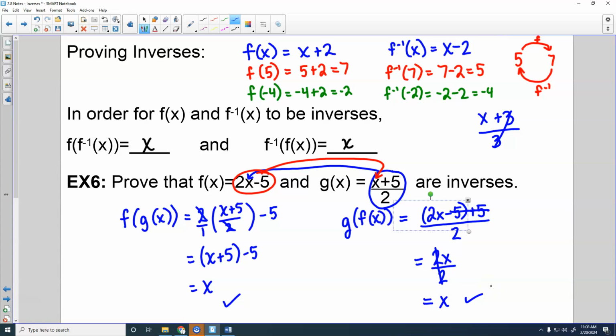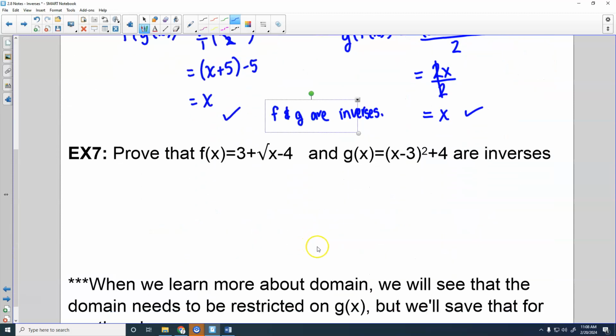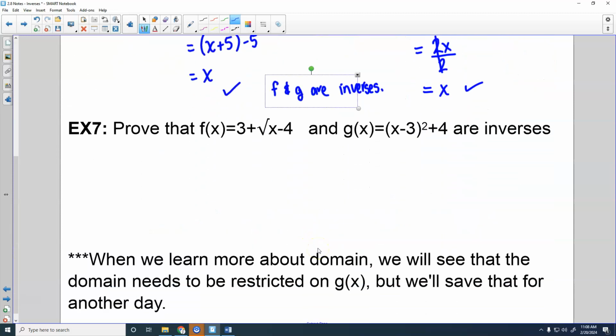Okay, so therefore f and g are inverses. Okay, questions? Let's do one more example with that. This should have a square root that goes all the way across here. It just didn't copy well.